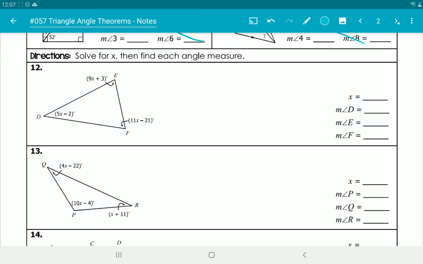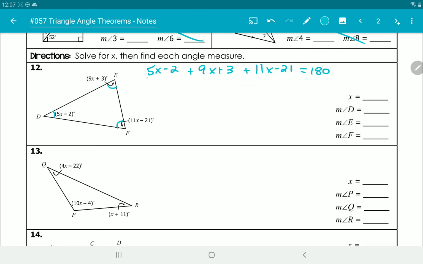Okay, so we had some of these types of problems last week on the Padlet podcast. But we know, again, like I said, that all three angles are going to add to 180. So we're going to do blank plus blank plus blank equals 180. Okay, so we can just go ahead and plug them in. So we've got this 5x minus 2. We've got an angle that's 9x plus 3. And then we've got an angle that's 11x minus 21. We just fill in the blanks.